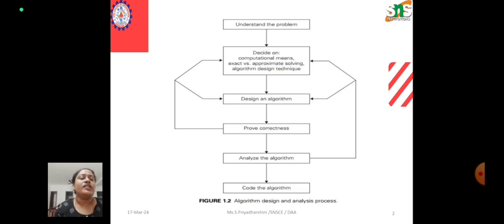So computational means can be of a sequential or the parallel computational technique. So for this particular algorithm, I have to decide whether I am going to take the task in a sequential manner or I am going to do it as a parallel task. We all know what is sequential and parallel programming. So I have to first decide on the computational means, whether it is parallel or sequential.